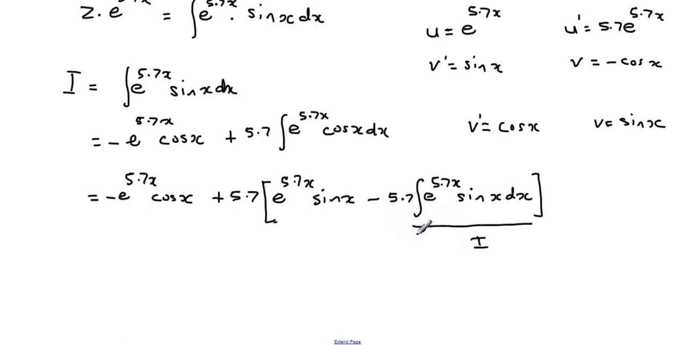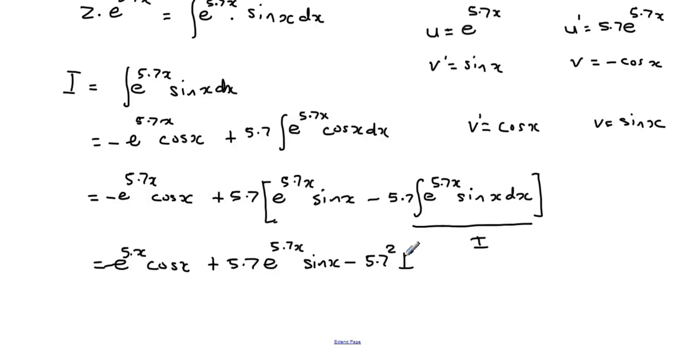So we can reorganize this as follows. Let's first of all remove the brackets here. What we're going to have is I equals minus e to the power 5.7x cosine x plus 5.7 e to the power 5.7x sine x, and then here we're going to have minus 5.7 squared multiplied by I.